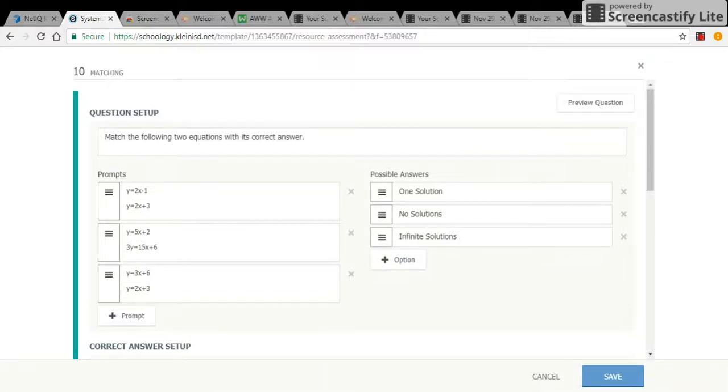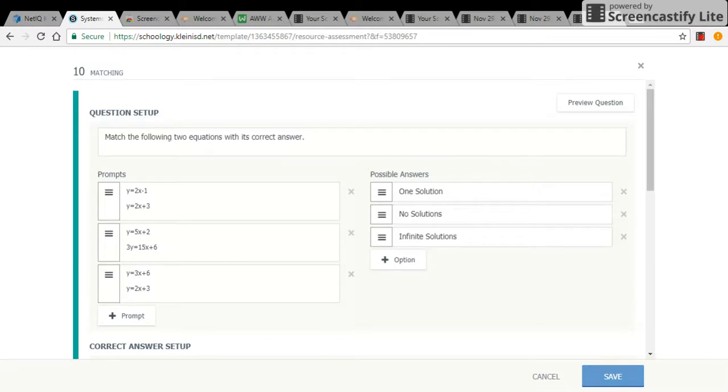All right. Very last question, question number 10. And this says, match the following equations with its correct answer. Now, I was trying to be super nice and actually keep these all pretty much in y equals. If you notice, the top one is in y equals and the bottom one is y equals.